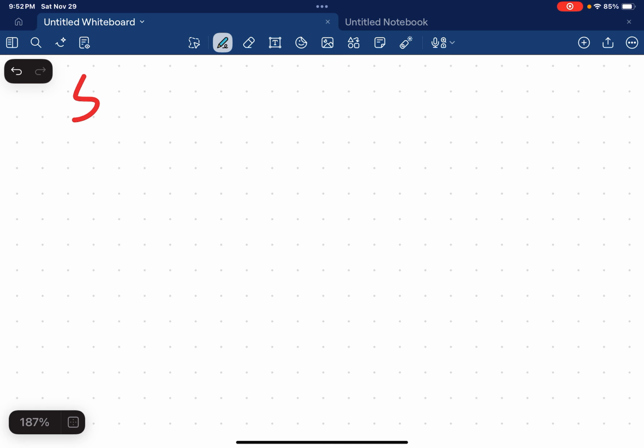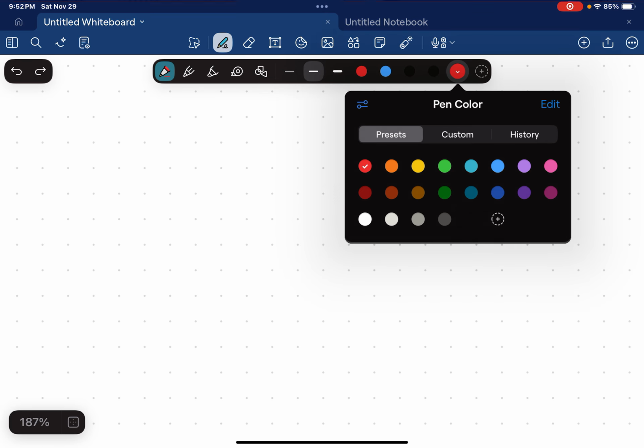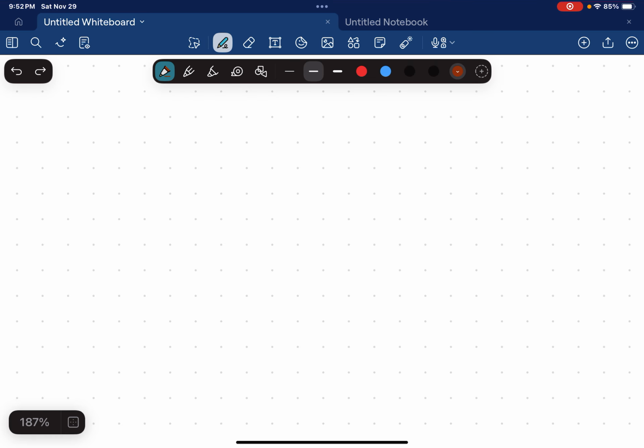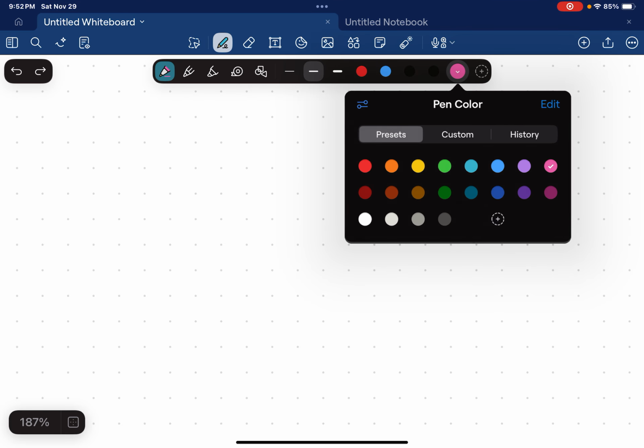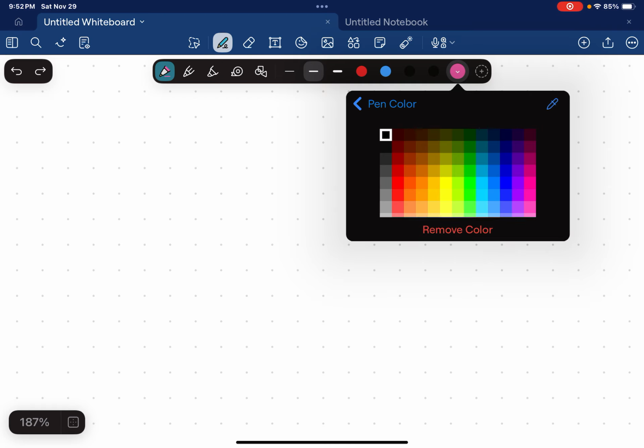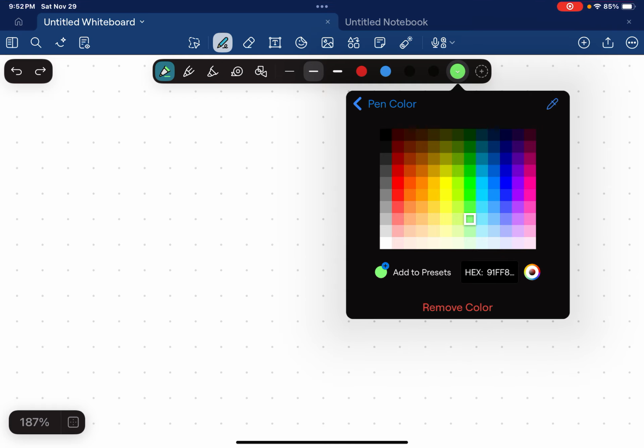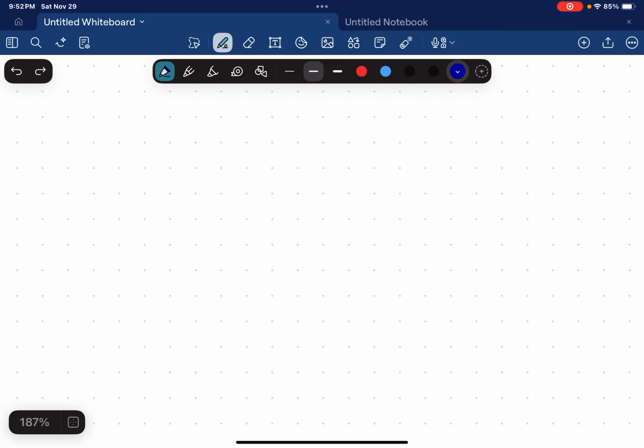Number 5. I'm getting bored of red. Let's switch colors. What is this? No, that's ugly. Yo, these colors suck. Okay, dark blue it is.